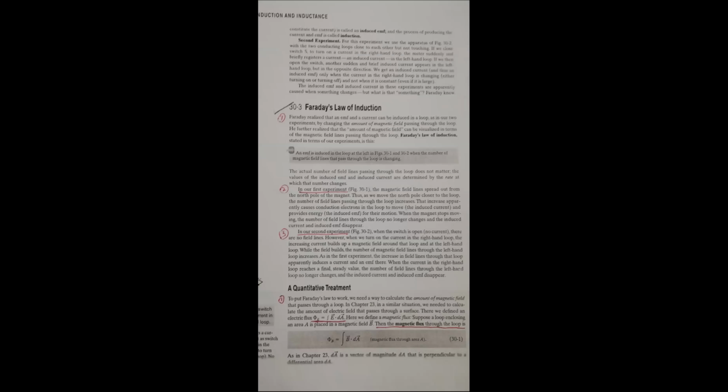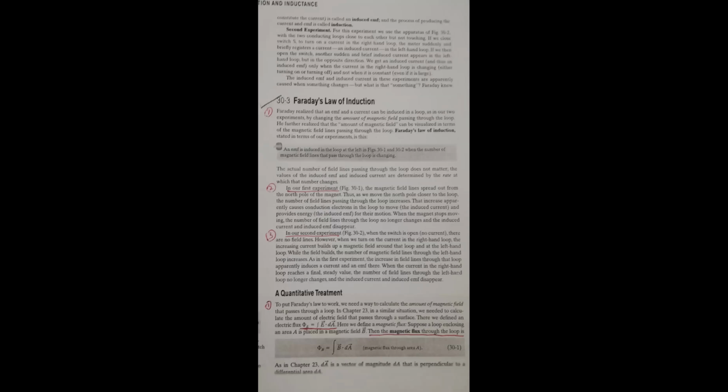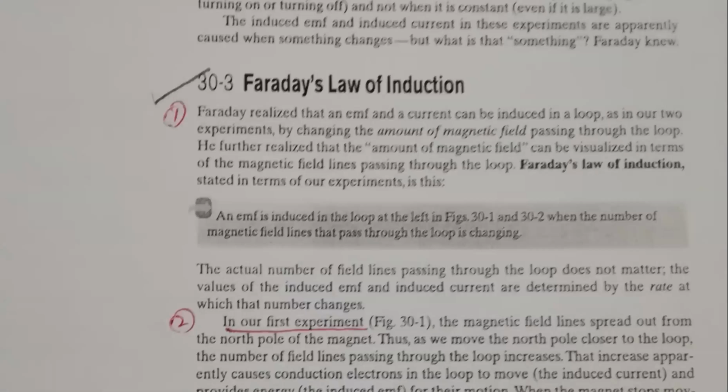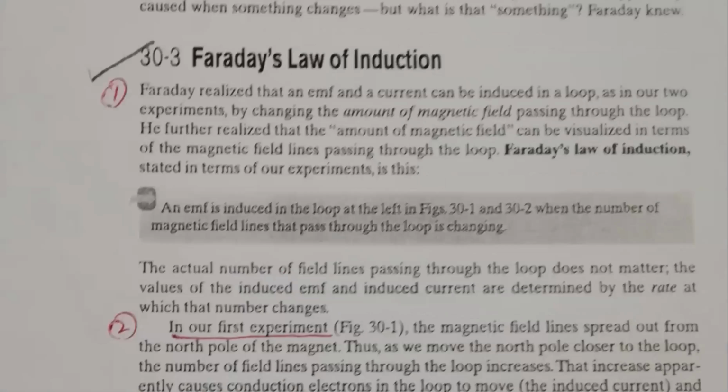Okay. So the next topic in your syllabus, shown here, is Faraday's law of induction. This is topic 30.3, the third topic of chapter number 30. Faraday realized that an EMF and a current can be induced in a loop, as in our two experiments, by changing the amount of magnetic field passing through the loop.